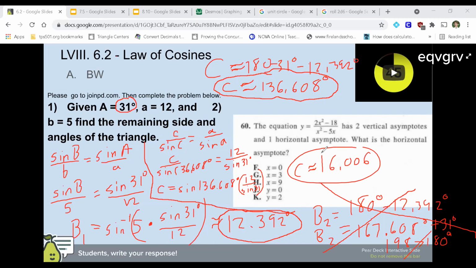Angle C is the biggest, side C is the biggest. That works. Angle A is in the middle, side A is in the middle. Angle B is the smallest, side B is the smallest. So everything is matching perfectly. You know you did it correctly.